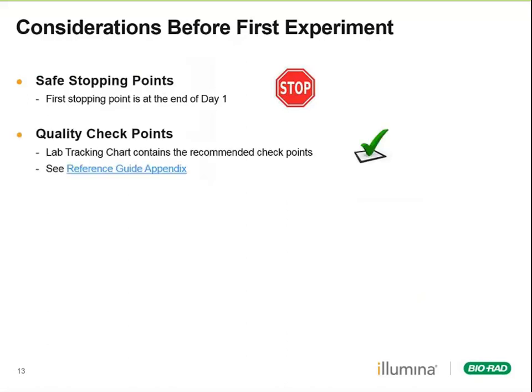Before you jump into the protocol, it's important to consider a few things before your first experiment. First, we want to notice the safe stopping points. Because we're coming from live cells working with droplets and RNA, day one is going to be a little bit longer, and the first stopping point is at the end of day one. You want to make sure you're prepared for that. We're going to QC our cDNA and final libraries, and we also have a few other checkpoints throughout the protocol. To help you keep track of these, we have a great lab tracking chart that's contained in the reference guide appendix. You're going to want to use this for every single run you do.